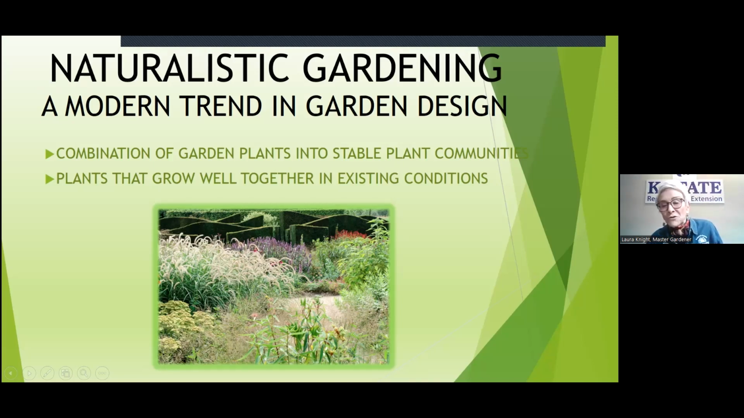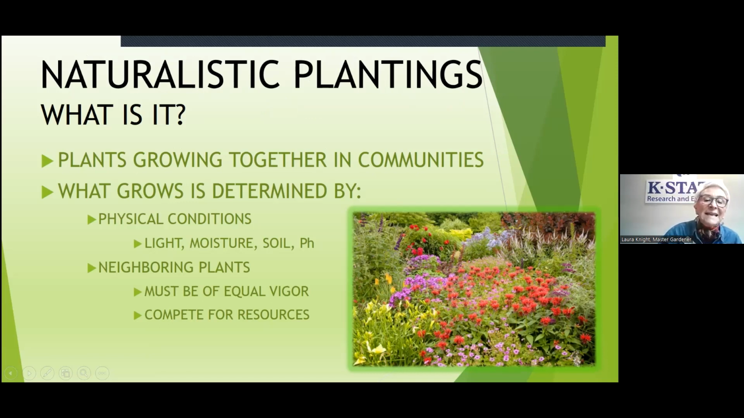Naturalistic gardening is a modern trend. It is a combination of garden plants into a stable plant community, plants that live and can live together because they have the same needs. And the needs are light, moisture, soil, pH, and the roots. And therefore, when we want to do this type of gardening, we should think about putting plants with the same needs together or pretty close needs. Also, plants that are of equal vigor or similar vigor. We don't want them to be competing for resources.